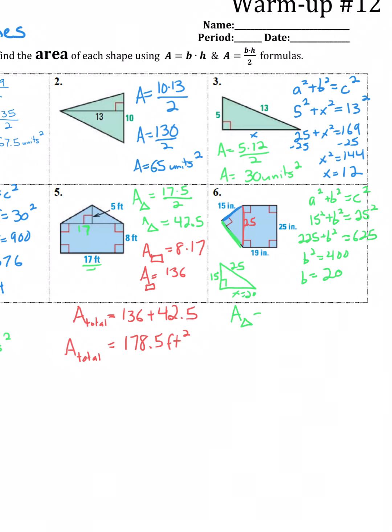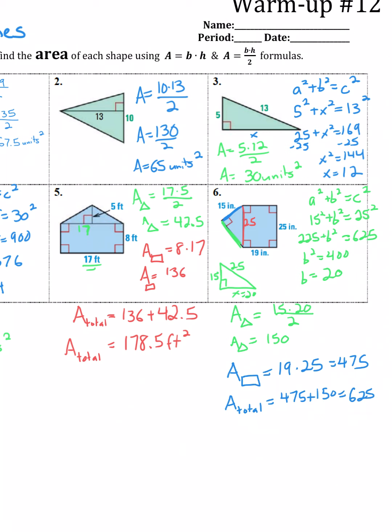So now when I do area of the triangle, 15 times 20 divided by 2, and I get area of the triangle 150. Then I will do the area of the rectangle separately, and that's 19 times 25, and that gives me 475. So then I do 475 plus 150, just add my two areas together, and I get my final area of 625. Don't forget your units, inches squared.